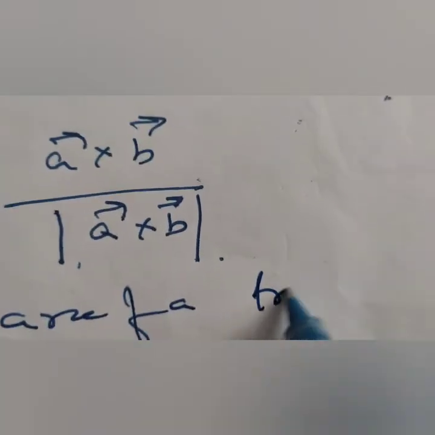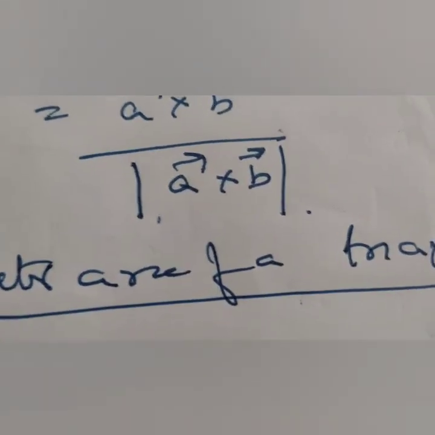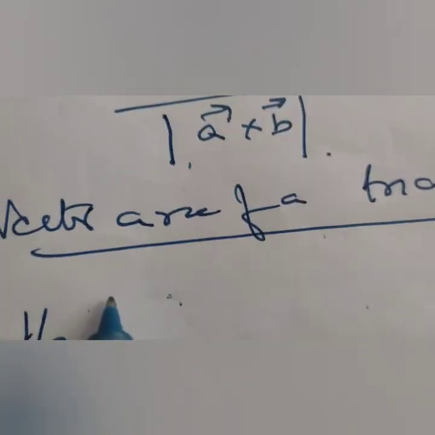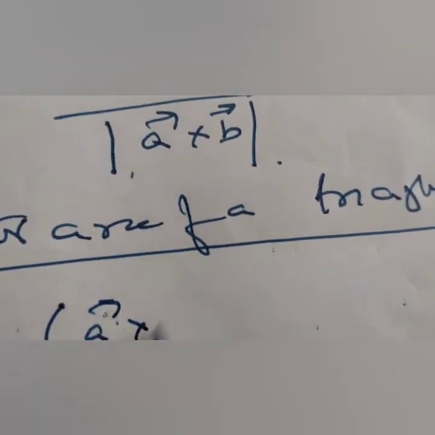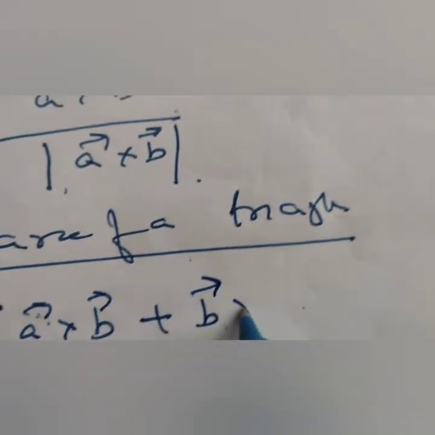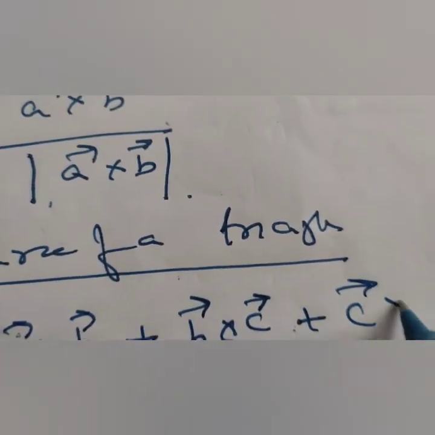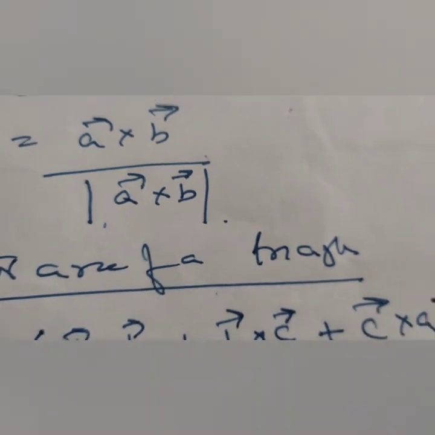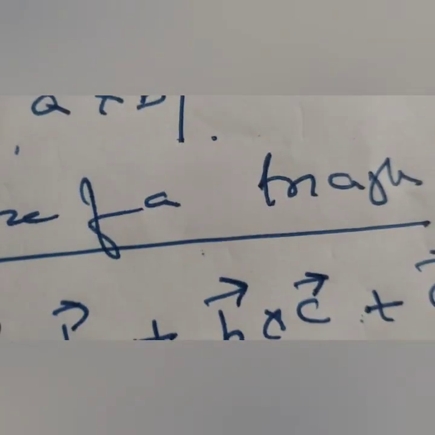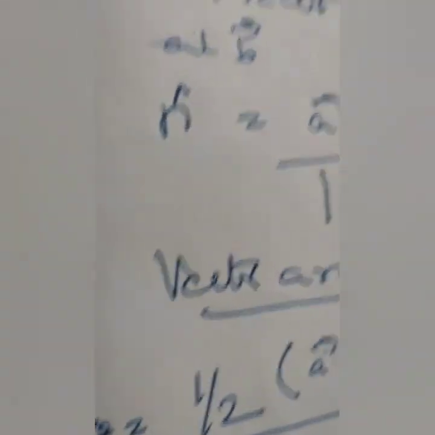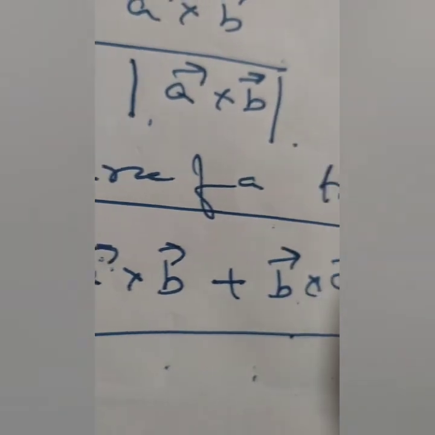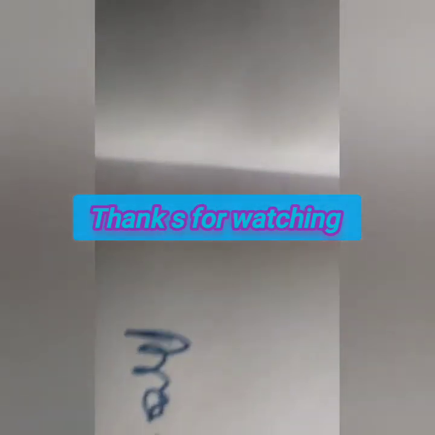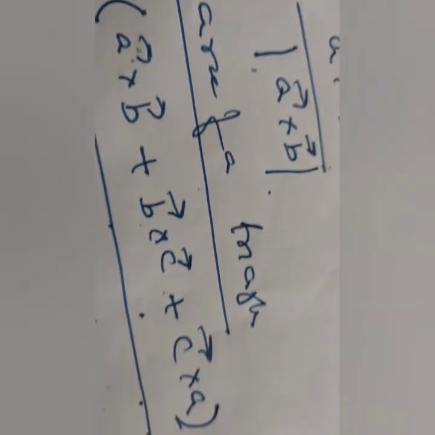Vector area of a triangle. Remember, the vector area of a triangle is half into A cross B plus B cross C plus C cross A. Area of the triangle is half into A cross B plus B cross C plus C cross A. I think it is clear to you now.